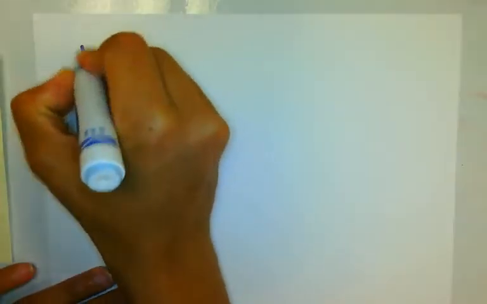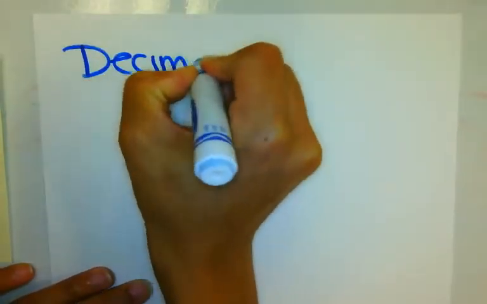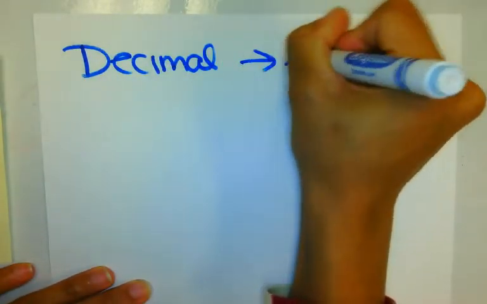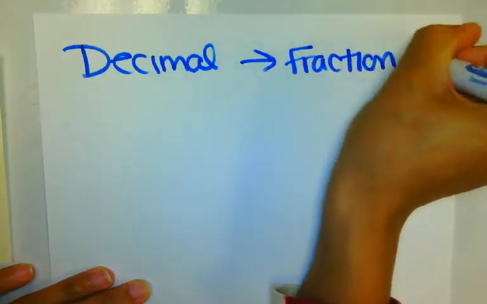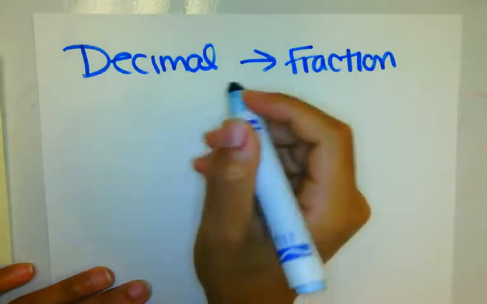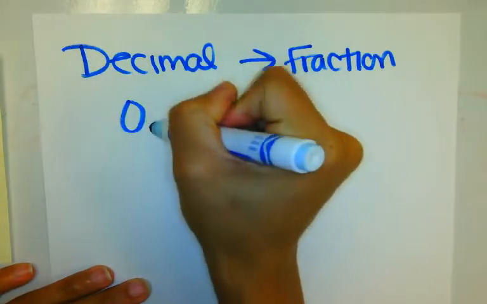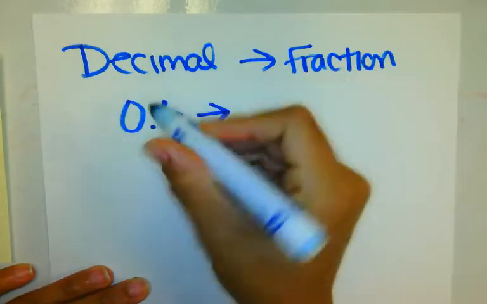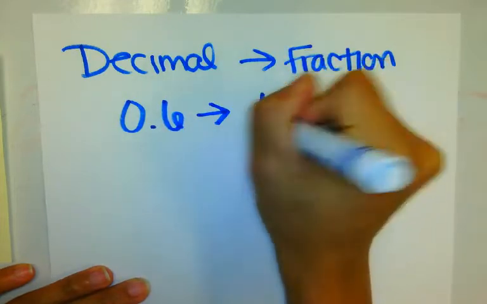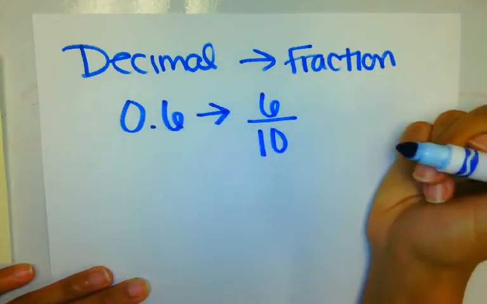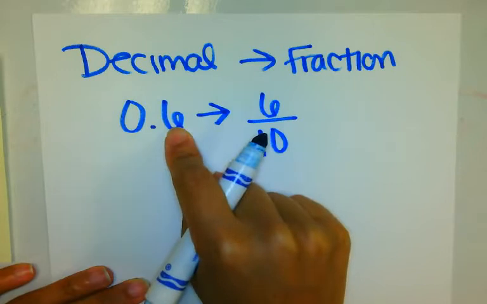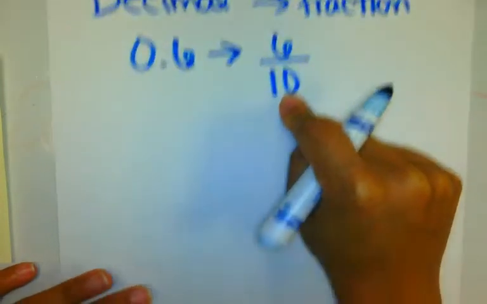So to convert a decimal to a fraction, you are just going to put it over whatever place it's in. So let's say, for example, you have 0.6. Well, this is in the 10 spot, so that means I'm going to put it over 10, okay? It's also one place behind the decimal, so we add 1 zero, all right?